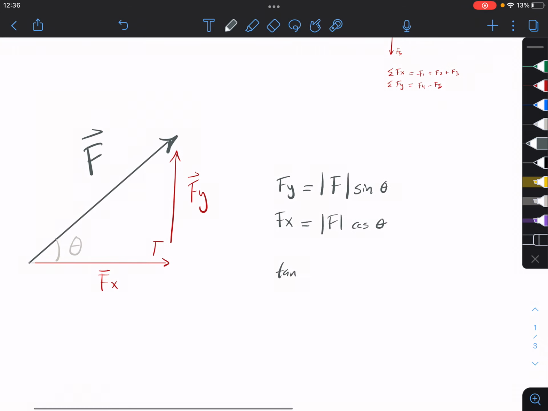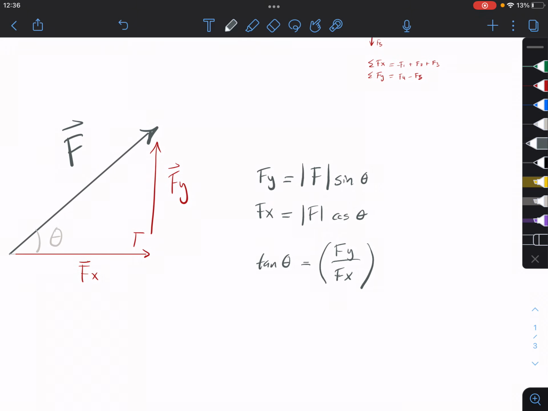Okay, and then one other piece too. We also know we can find tangent of theta by taking the side across from the angle divided by the side adjacent to the angle. So it'd be F of y over F of x. And that could be useful if you have two sides of the triangle and you're trying to find an angle. So then I could just do inverse tangent of F of y over F of x to get my theta.